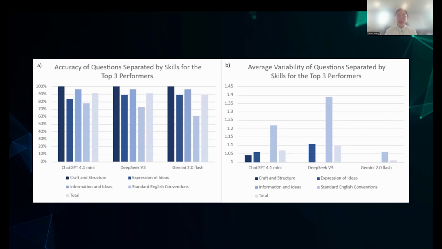So here is the average accuracy of questions separated by skills for the top three performers, ChatGPT, DeepSeek, and Gemini. As you can see, each model performed quite low on the standard English convention skill compared to their total accuracy. And then when you look at the average variabilities, you can also see that the standard English convention had the highest average variability for all three models, which could potentially mean that there is a lot more random chance in answering these questions than others.